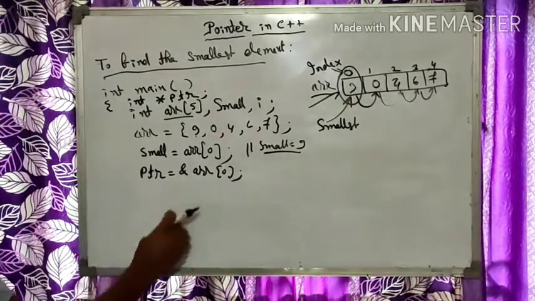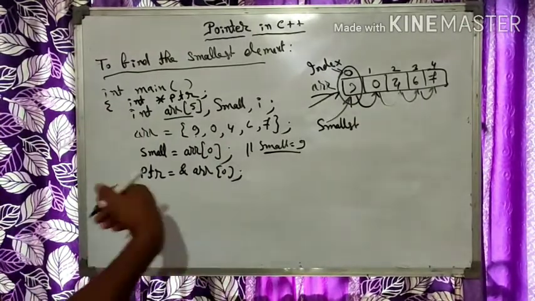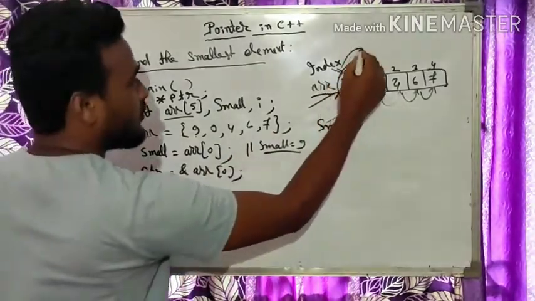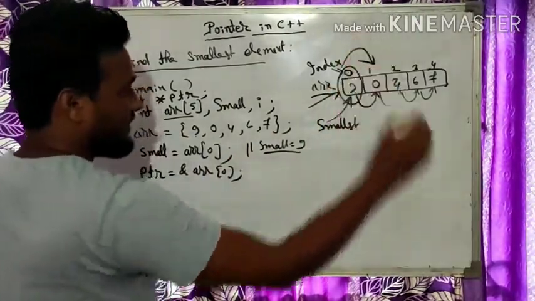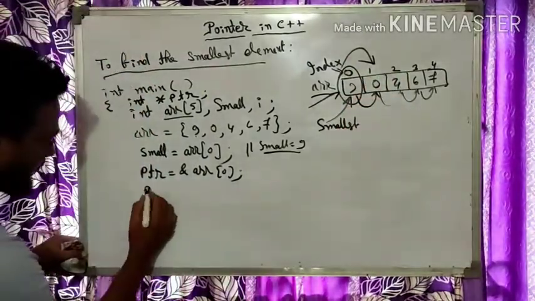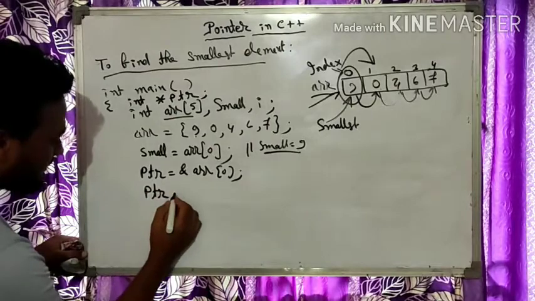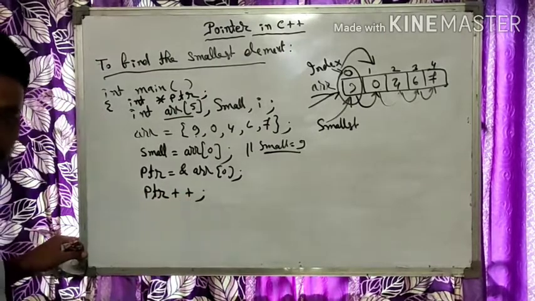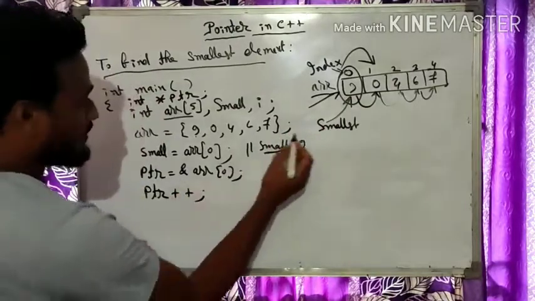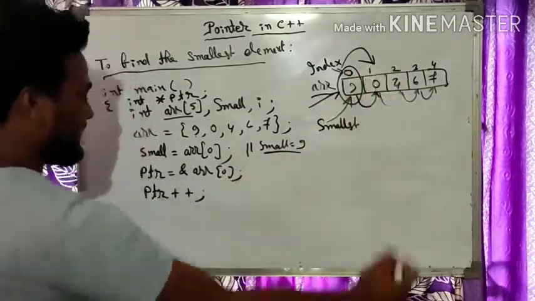Now we are going to increment it. That means the current location is here. Now I want to change the memory address to the next element. For that we have to write ptr++. Done. That means in this case the pointer was here, now the pointer is representing the next element.